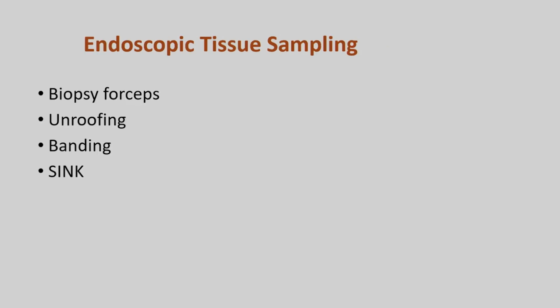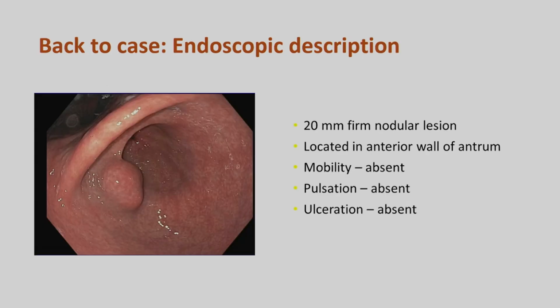Endoscopic tissue biopsy is beyond the purview of this topic, but there are various ways. Sometimes it is done, but the results are very poor because the mucosa is normal, as we know. Coming back to our case, it was a 2 centimeter lesion, firm and nodular, in the anterior wall of the stomach, not mobile, not pulsating, no ulcerations.